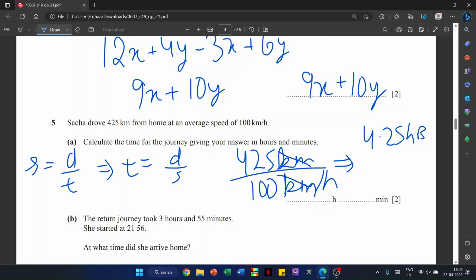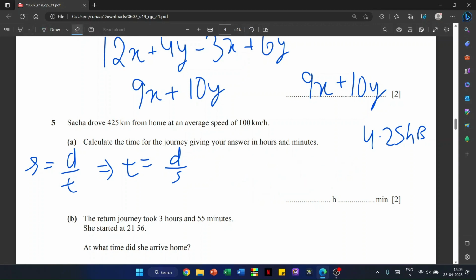Right, now we just need to simplify this and write it in hours and minutes. So 4 complete hours is what we are given, so the 4 hours over here. And 0.25 hours is nothing but 0.25 into 60, which is a quarter of 60, which is 15 minutes.